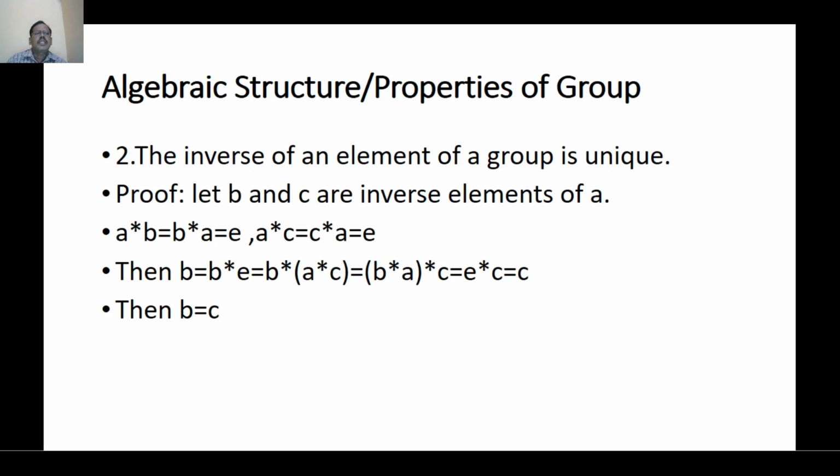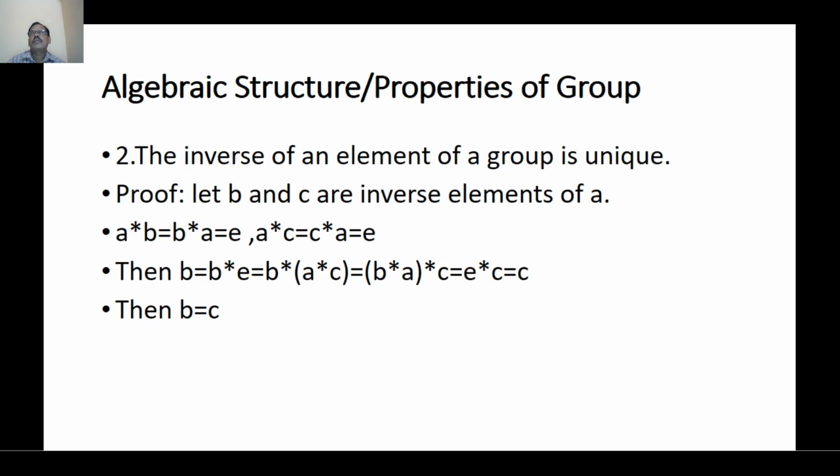The second property is that the inverse of an element of a group G is unique. So each element in a group has its own inverse element. Suppose A is the inverse of B. A is the inverse of B only, not of C. C is the inverse of D only. H is the inverse of K, like that. No two elements have the same inverse element.